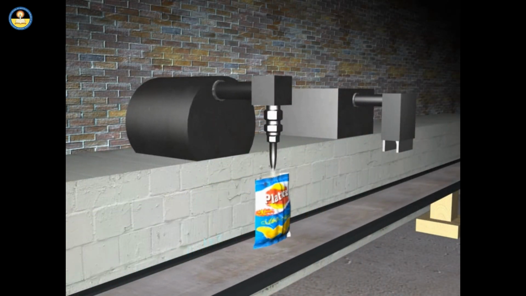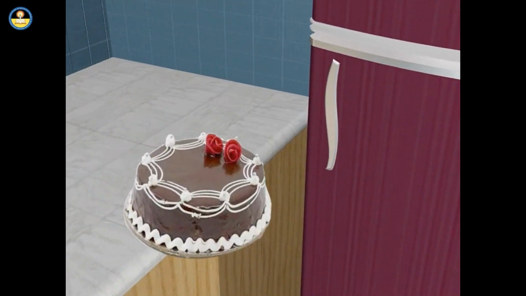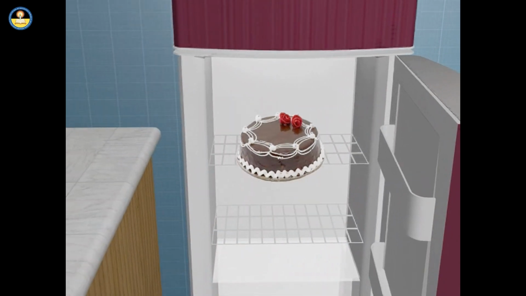Rancidity can be prevented by packing food items like fried potato chips in a nitrogenous atmosphere. Rancidity of food items can also be slowed down by using a refrigerator.